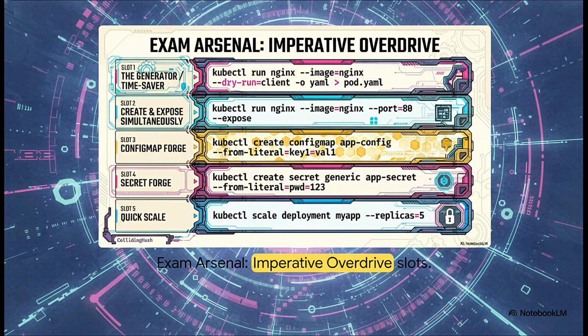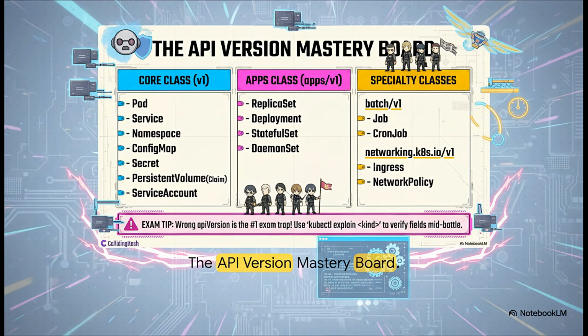You also want to master shortcuts to create and expose a pod simultaneously, instantly forge config maps and secrets directly from literals, and quickly scale your deployments. Seriously, memorize these overdrive commands. Finally, let's talk about API versions. Using the wrong API version is literally the number one trap that fails candidates. You must memorize these classes.